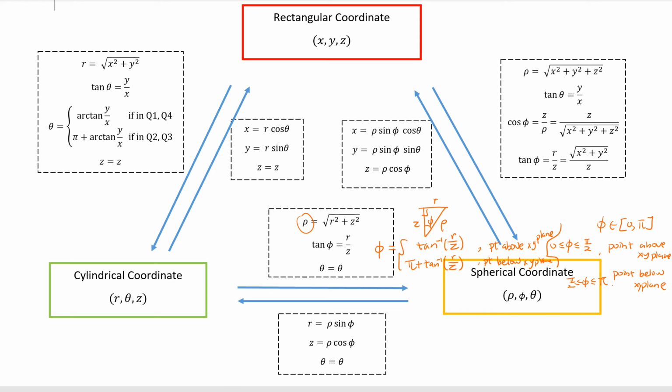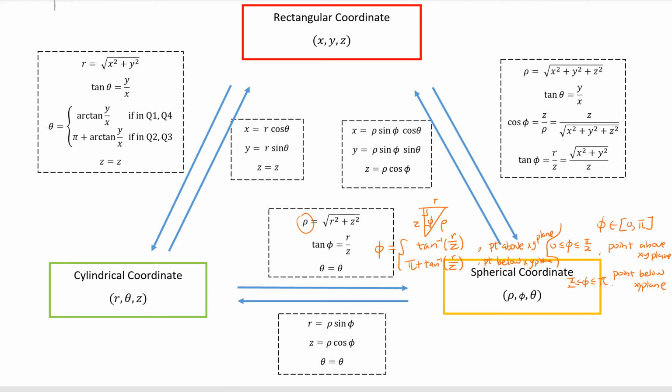So far so good, everybody? Okay, and theta is still theta. In the other direction, we already figured out r is rho times sine phi, and z is rho times cosine phi. Theta is theta. So far so good? Now let's look at the relationship between rectangular coordinates and spherical coordinates.